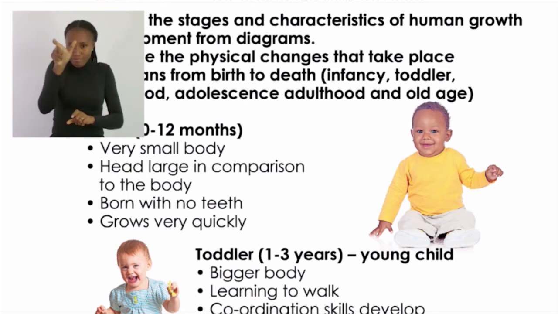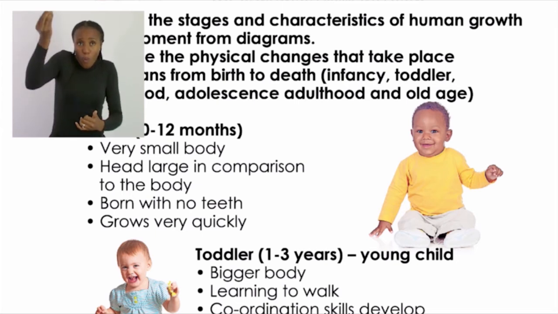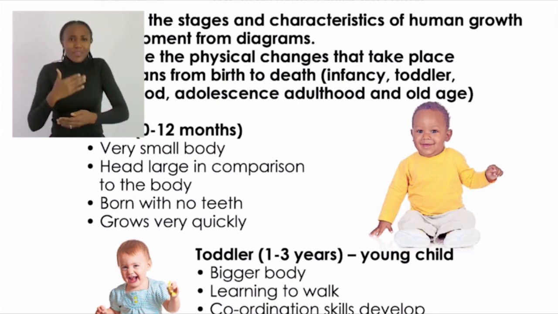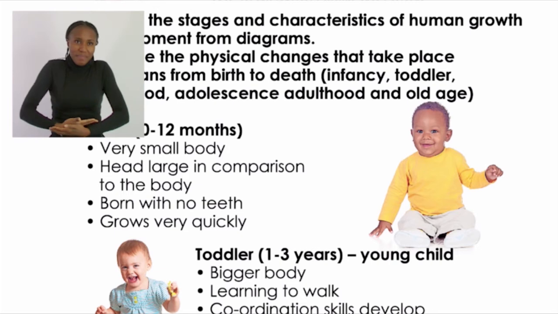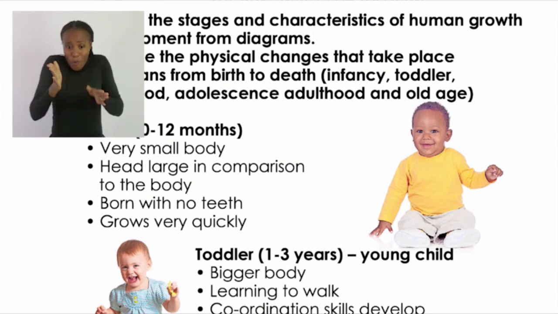We are studying the very first stage of life. All of us, no matter how big or small we are, at one point in life were all infants. It means we're all babies. How did we look when we were babies? We were actually very small in our bodies. Our heads were a little bit bigger compared to our bodies. We were all born without teeth, and that's the stage where we normally grow very quickly.